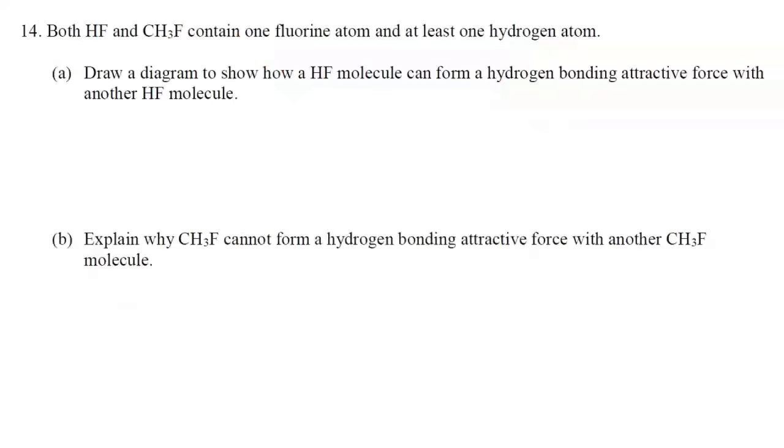All right, let's take a look at question 14. Both HF and CH3F contain one fluorine atom and at least one hydrogen atom. Part A, draw a diagram to show how an HF molecule can form a hydrogen bonding attractive force with another HF molecule. So there's the donor and the acceptor that we were just talking about. But in part B, it says explain why CH3F cannot form a hydrogen bonding attractive force with another CH3F molecule.